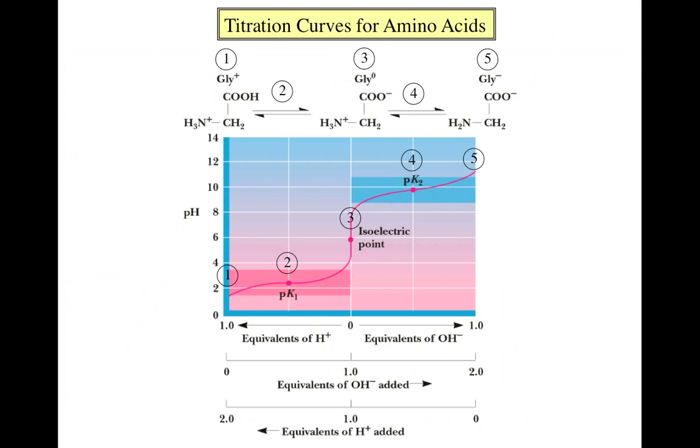The pH is relatively level around the first pK value, then it increases rapidly, then it is relatively level around the second pK value. Glycine serves as a good buffer when the pH is within the ranges indicated by the pink and blue shaded areas.